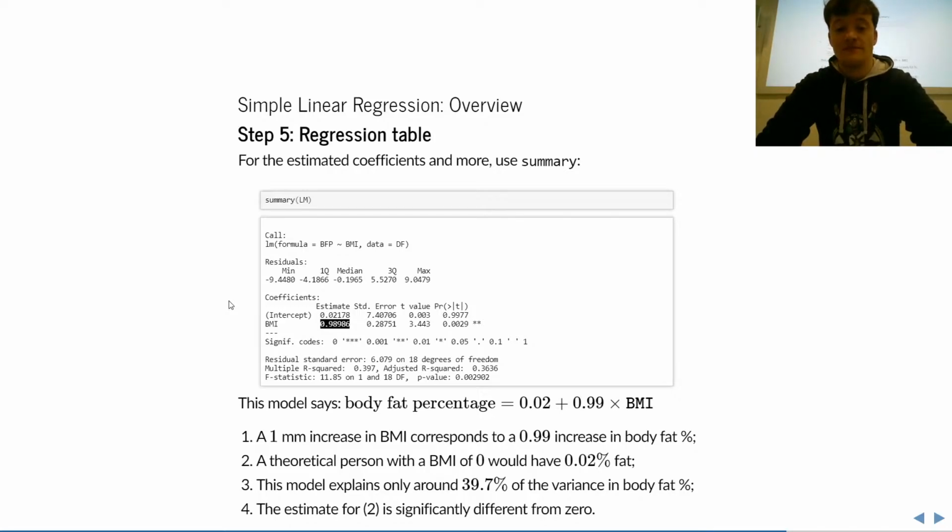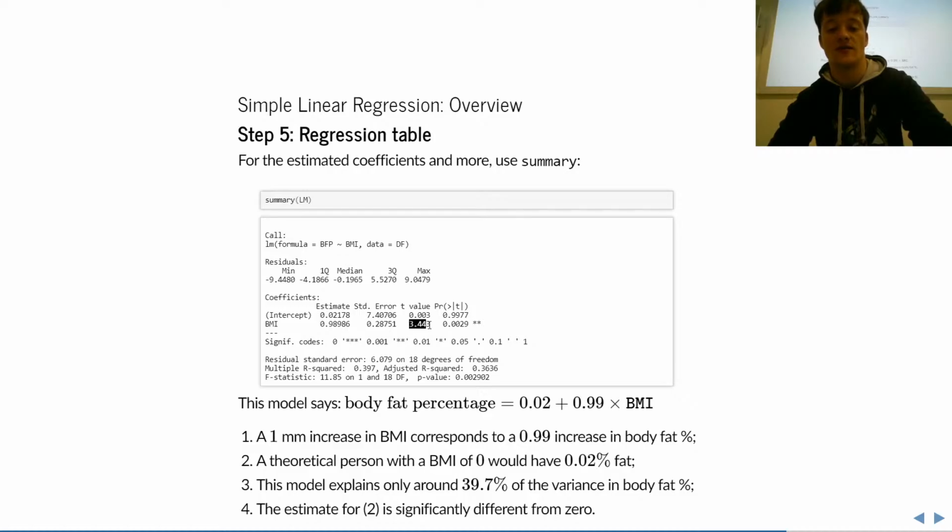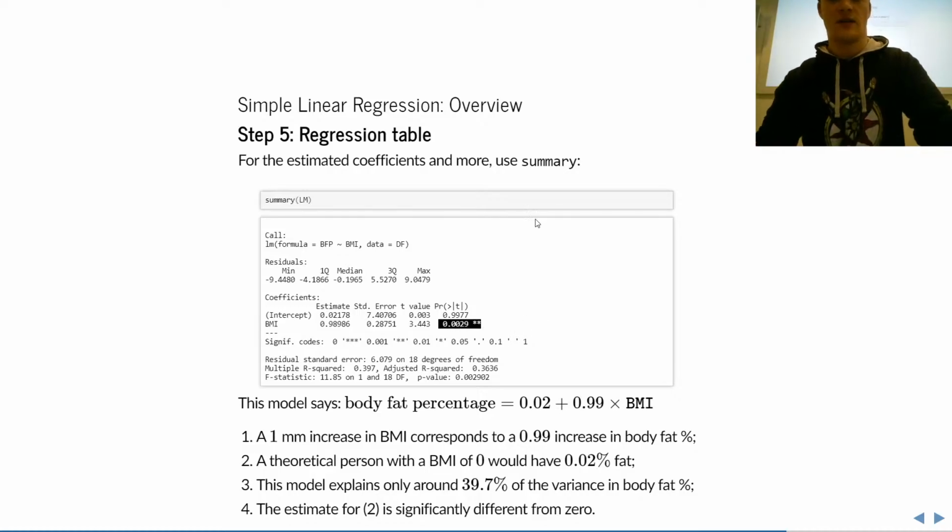Anyone have an idea? That there's a relationship between the BMI and the body fat? Yeah. So if the assumptions are met and you have a significant p-value for the slope, then your conclusion is there is a significant relationship between BMI and body fat percentage. That's what this p-value tells us. Again we have estimate, standard error. If we divide the estimate by the standard error, it gives us a t-value, and it corresponds to a p-value. Now this p-value is quite small, so you could conclude that there is a significant effect of one on the other. Or in other words, there's a significant linear relationship between the two.